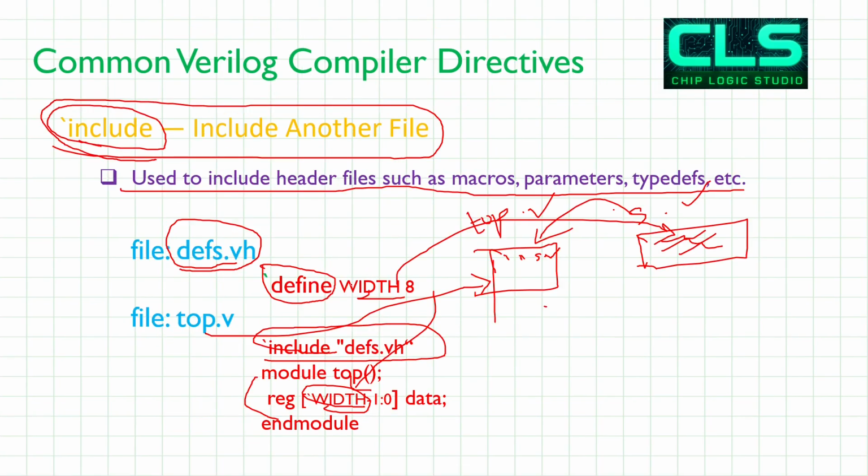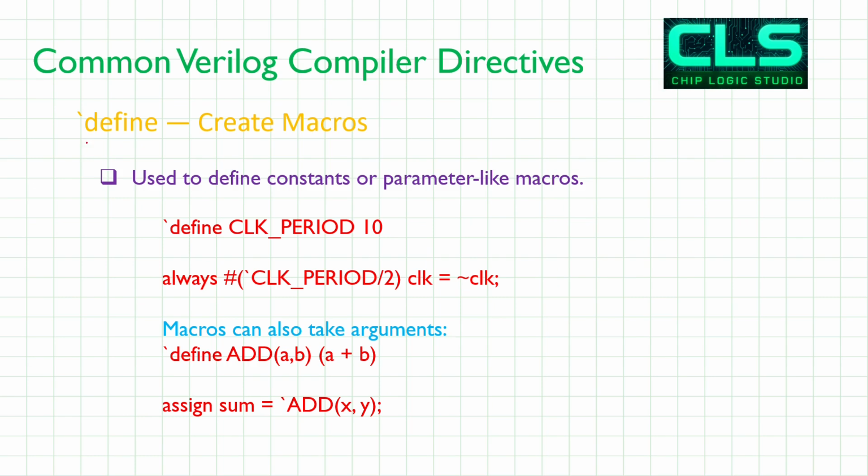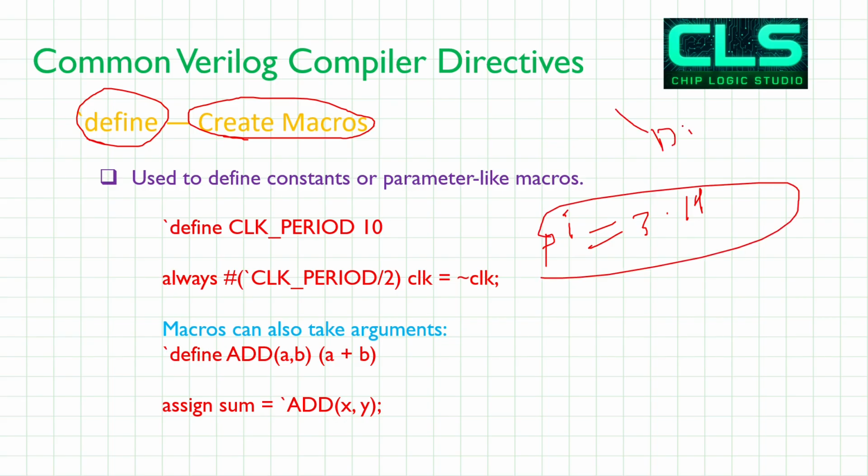Now tick define. Tick define creates macros. First of all, tick define can declare a constant. For example, I have used this example many times, like pi 3.14. This value you can set by parameter, but you can also tick define it, like we defined our width previously. So you can write define pi 3.14. These things you can declare with the help of tick define.